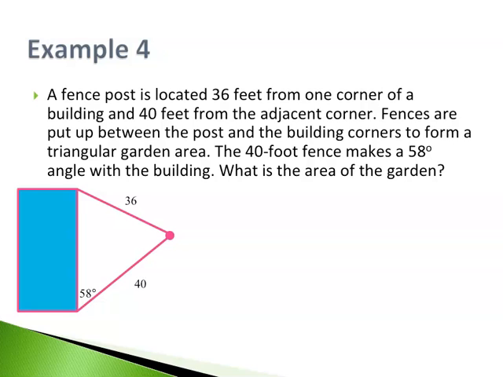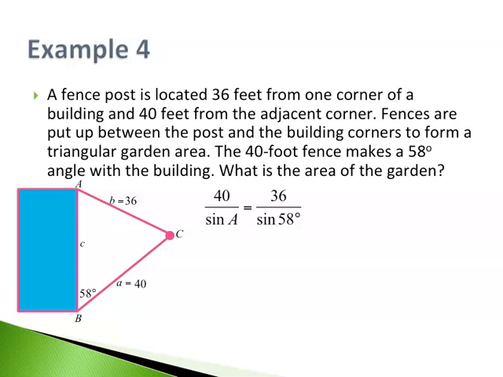So let's label what we have. I'm going to call this angle A, this angle B, and this angle C. That means that 40 here is side A, and 36 here is side B, and then the building is side C. So using law of sines, I can find 40 over sine of A is equal to 36 over sine of 58, and this will give me angle A. Now angle A is still not going to be the included angle, but once we have angle A, we can subtract angle A and angle B from 180 to get angle C.